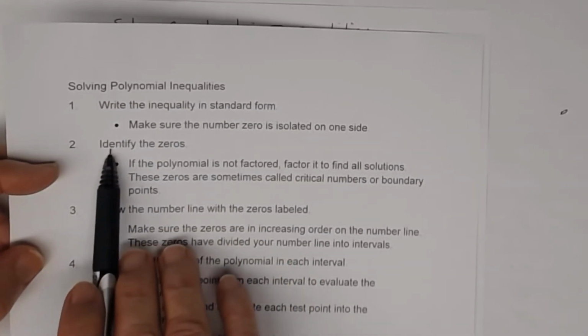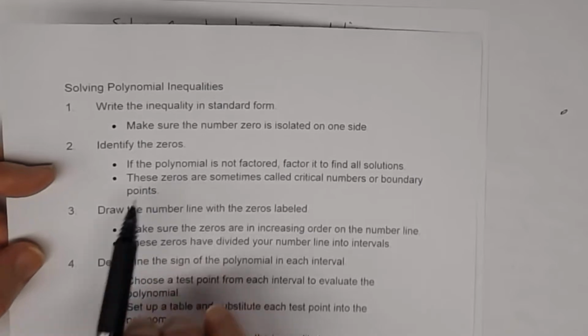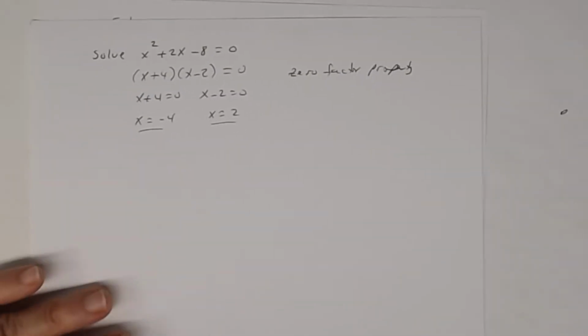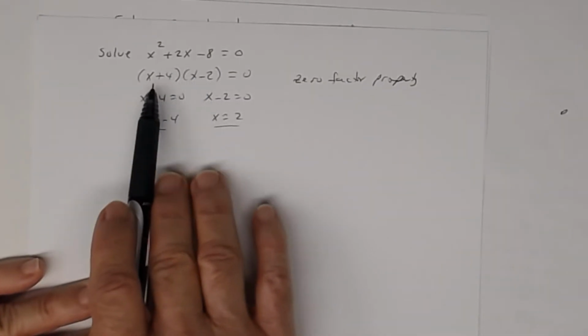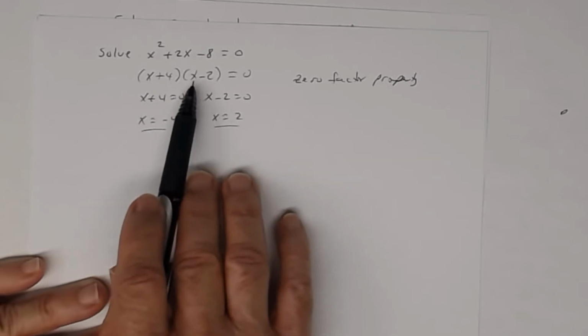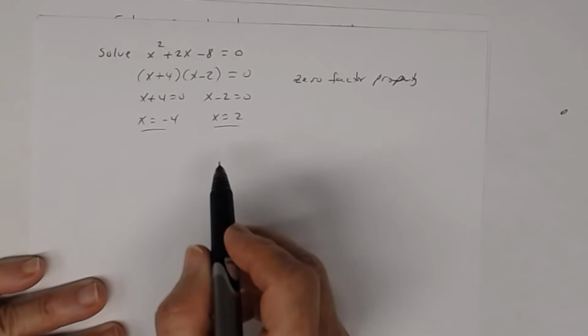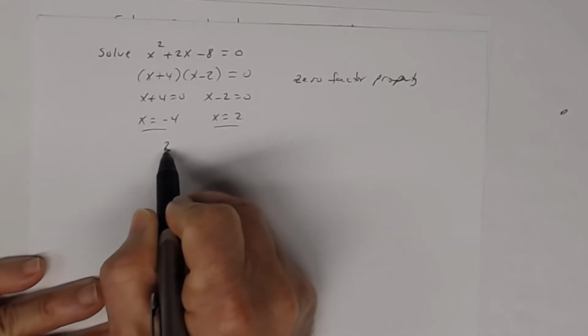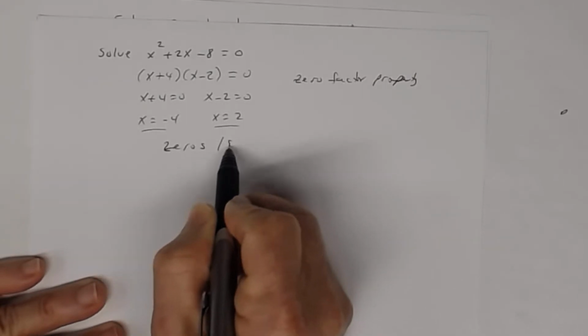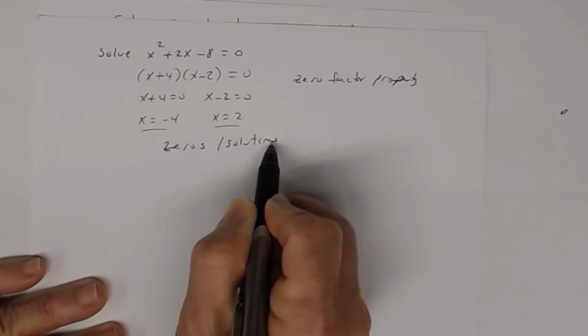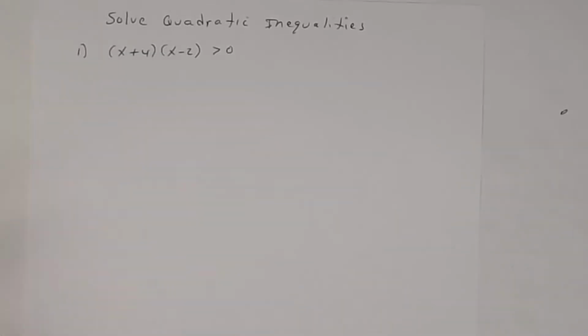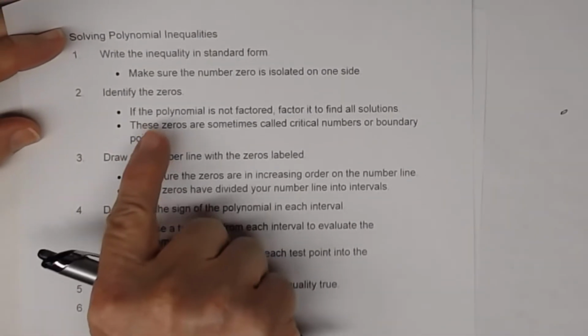Okay? Then step number 2 is you want to identify the zeros. It's kind of like we did here. When we solved this quadratic equation, we set each of those factors equal to 0, and these numbers were called your zeros. So those are your zeros. So zeros are solutions. Okay? And the same process is here. All right, so listen carefully to this.